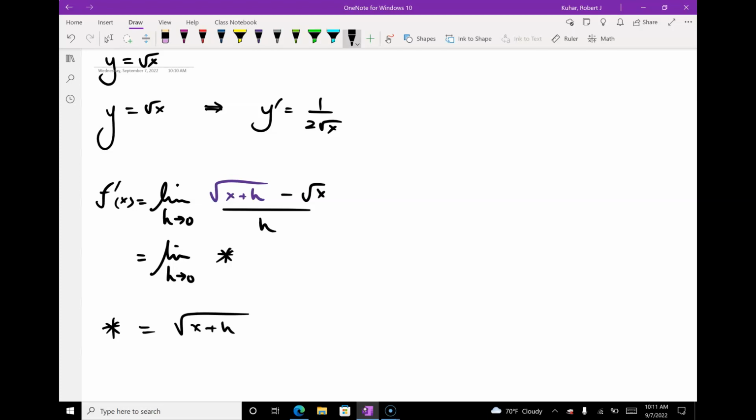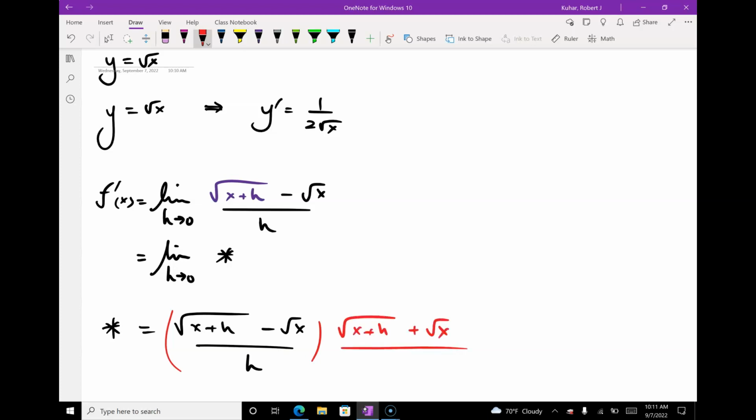Anybody see what we're going to do? Conjugate. So square root of x plus h plus square root of x all over itself. Why do I do that? So that I make sure I'm multiplying by what? 1. I'm allowed to multiply by 1. I'm allowed to add 0. And we'll do it many times in the next 2 semesters.